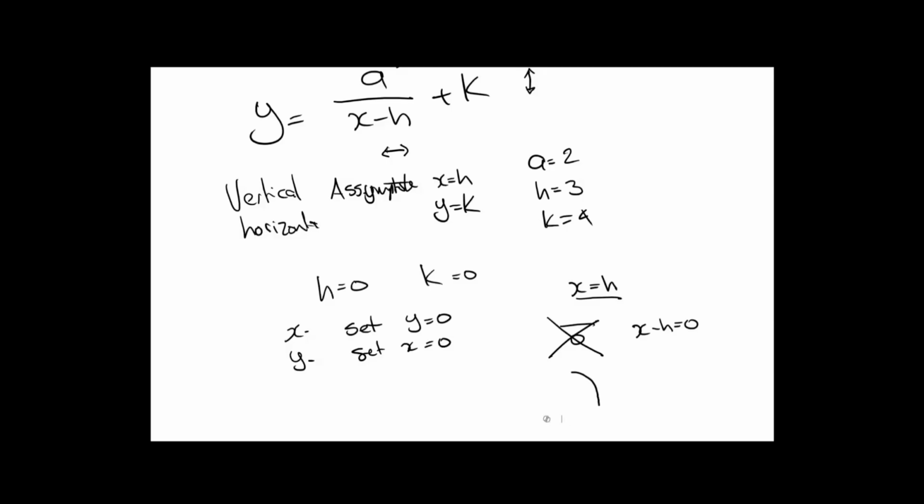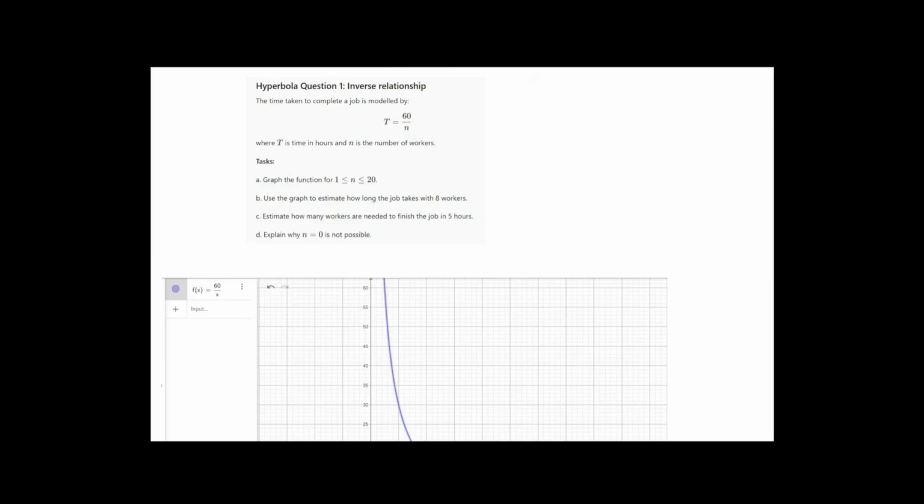Okay, let's do some questions. Those of you who do economics should recognize this question. It's the law of diminishing marginal returns. The time taken to complete a job is modeled by t equals 60 over n, where t is the time in hours and n is the number of workers. Graph the function between 1 and 20.